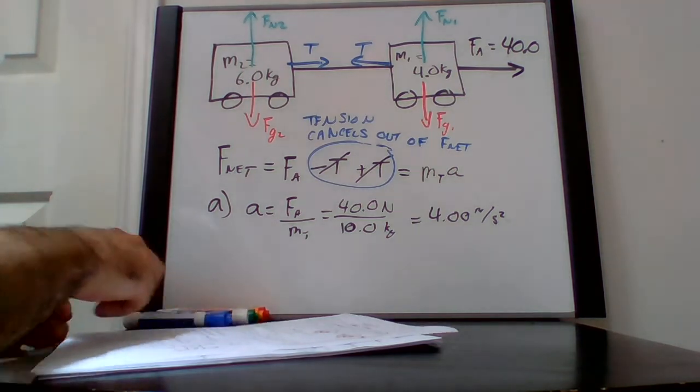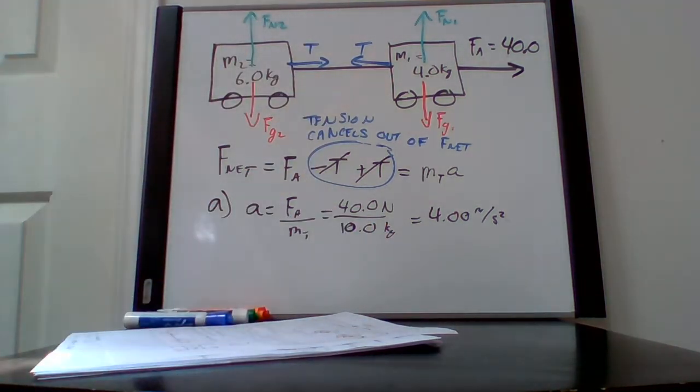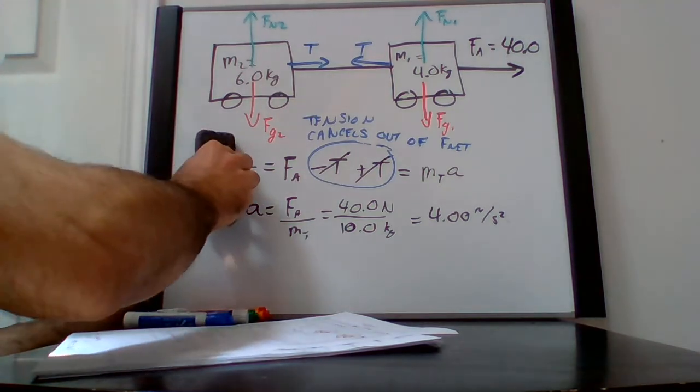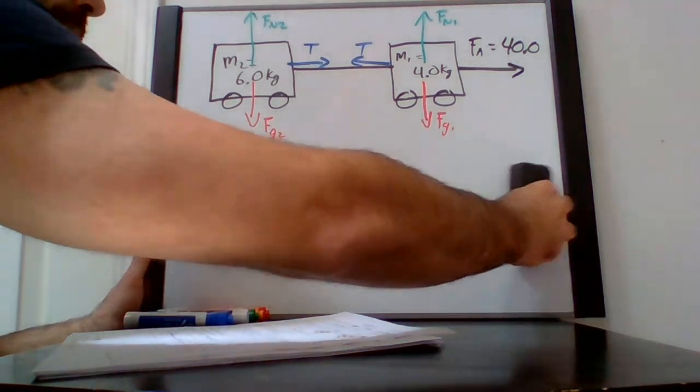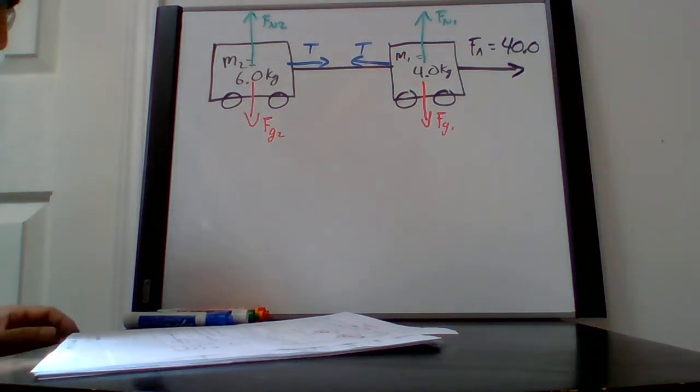So that was part A. If we have a coupled system, how do we calculate their acceleration? Next up, part B wants to know what is the actual tension that's involved in this situation.